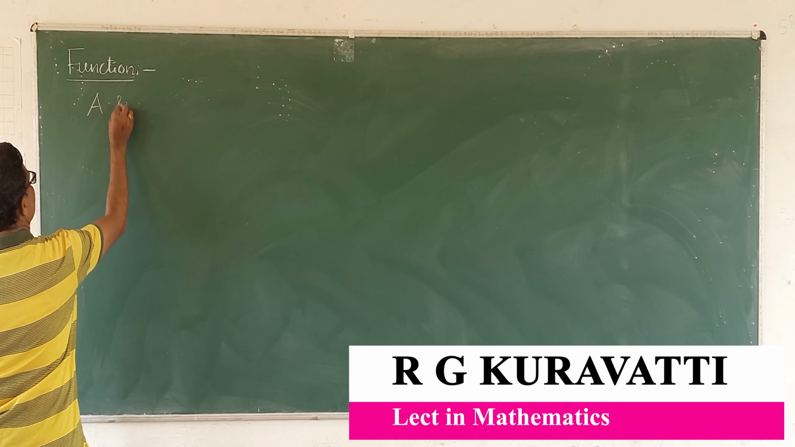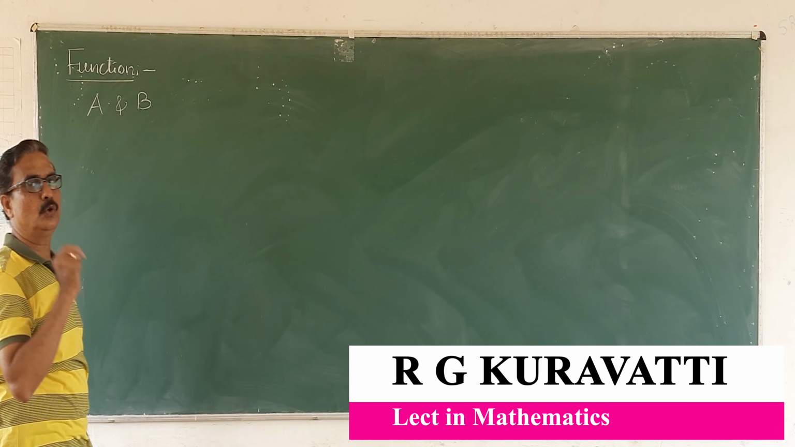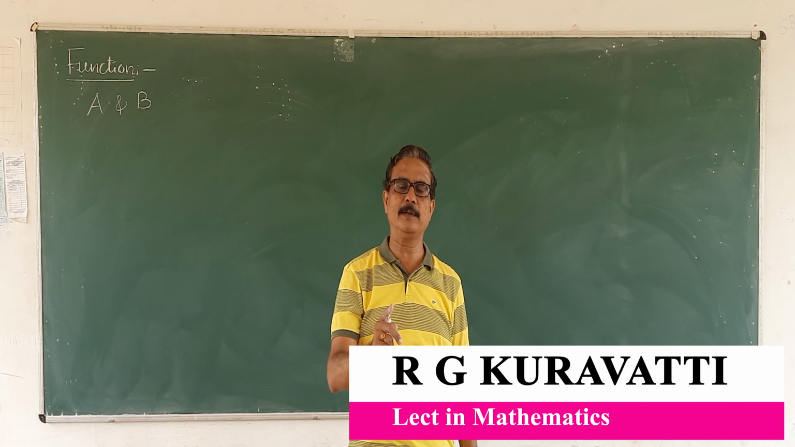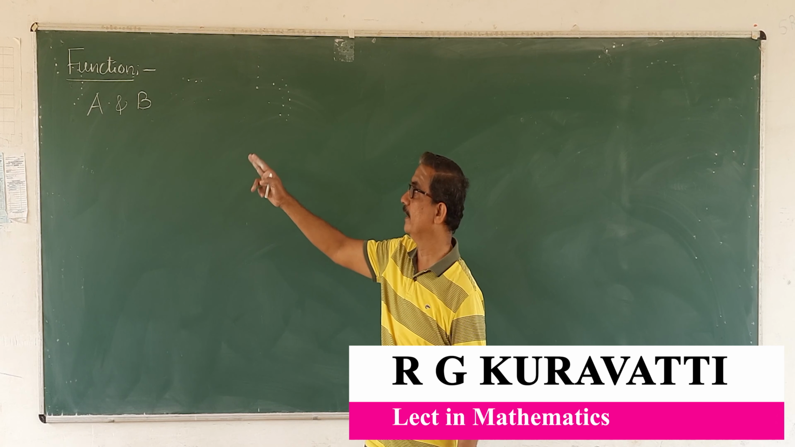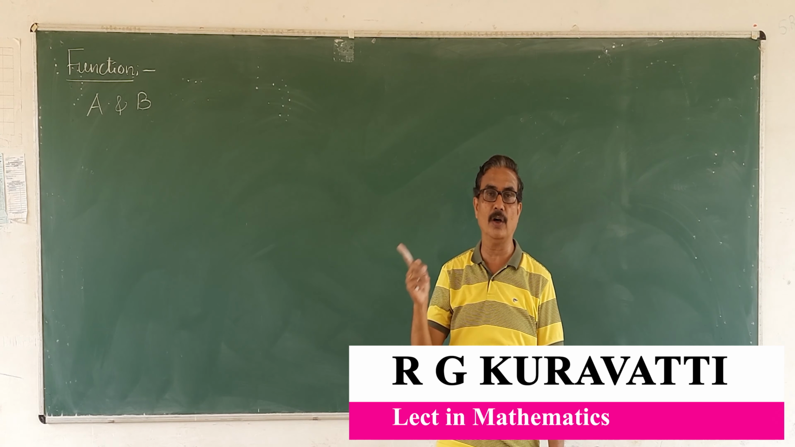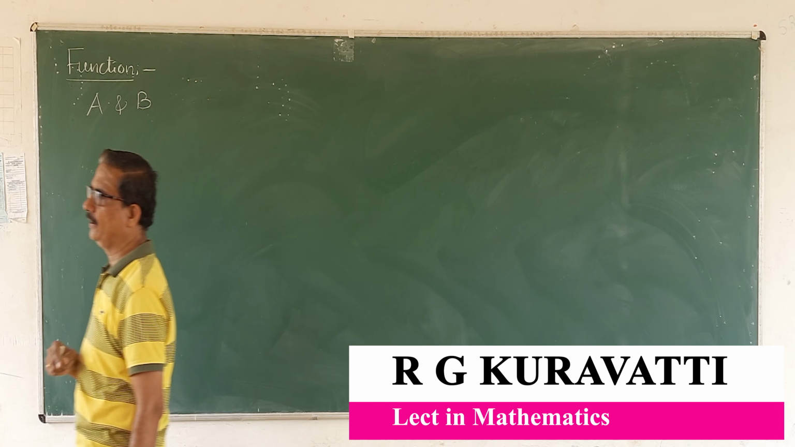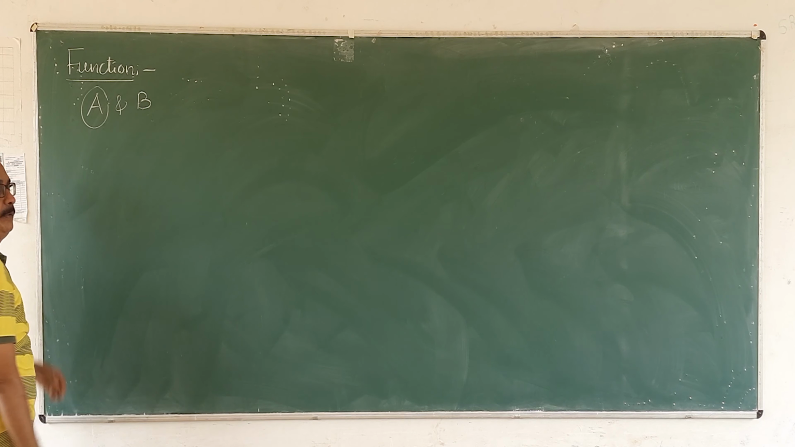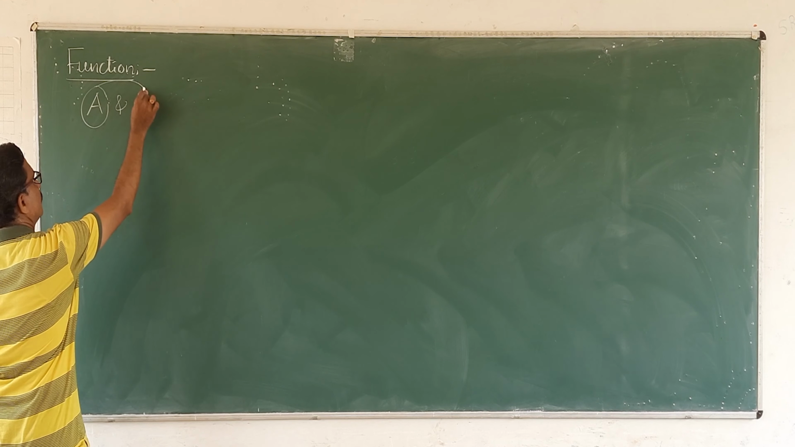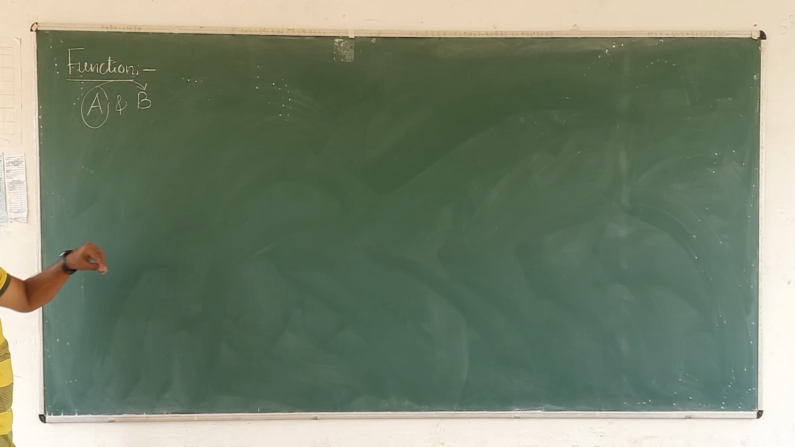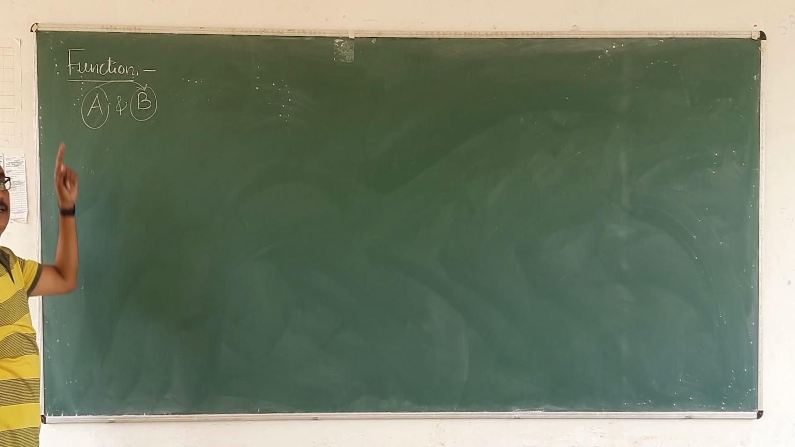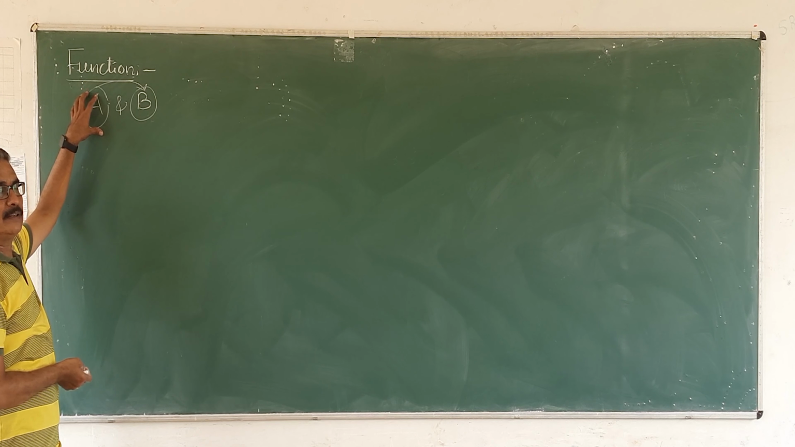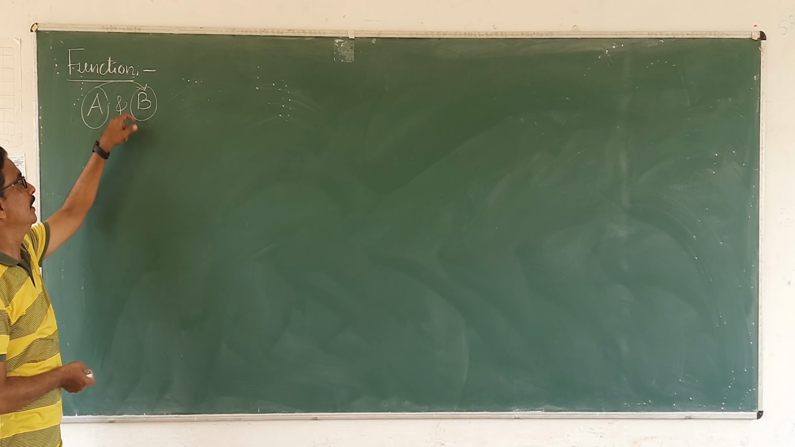Define function. Consider two sets. If A and B are any two non-empty sets. Non-empty means having some elements; an empty set means having no elements. But here A and B are any two non-empty sets. Here, all the elements of set A are associated with a unique element in the set B, and that is called a function.